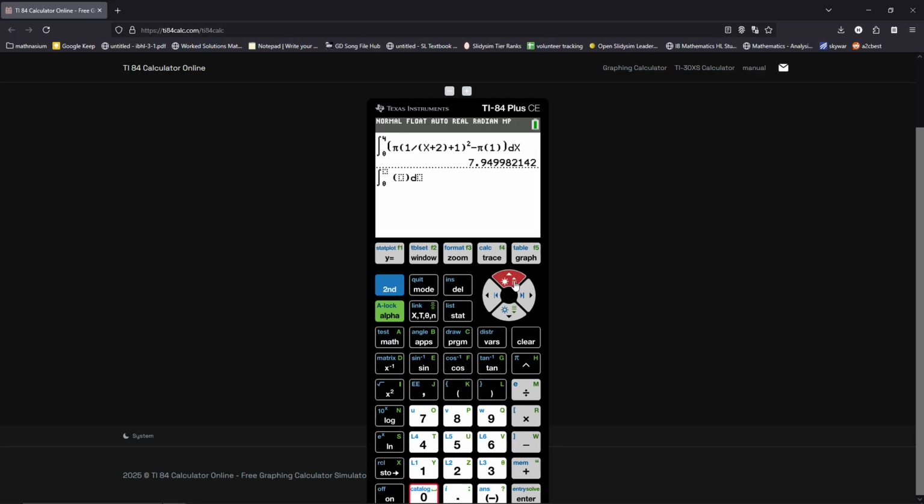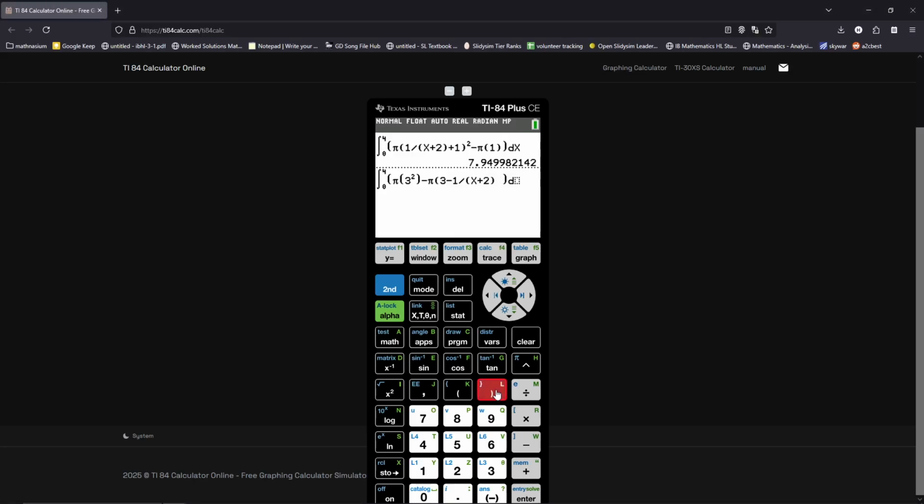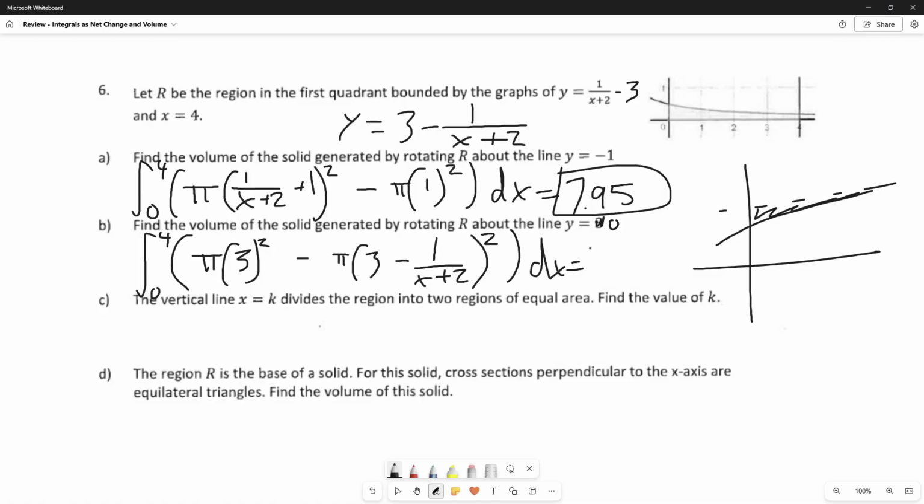Integral from 0 to 4 of pi times 3 squared minus pi times (3 minus 1 over x plus 2) squared, dx. And our answer is 19.7. So 19.7 units cubed is our answer for part B.